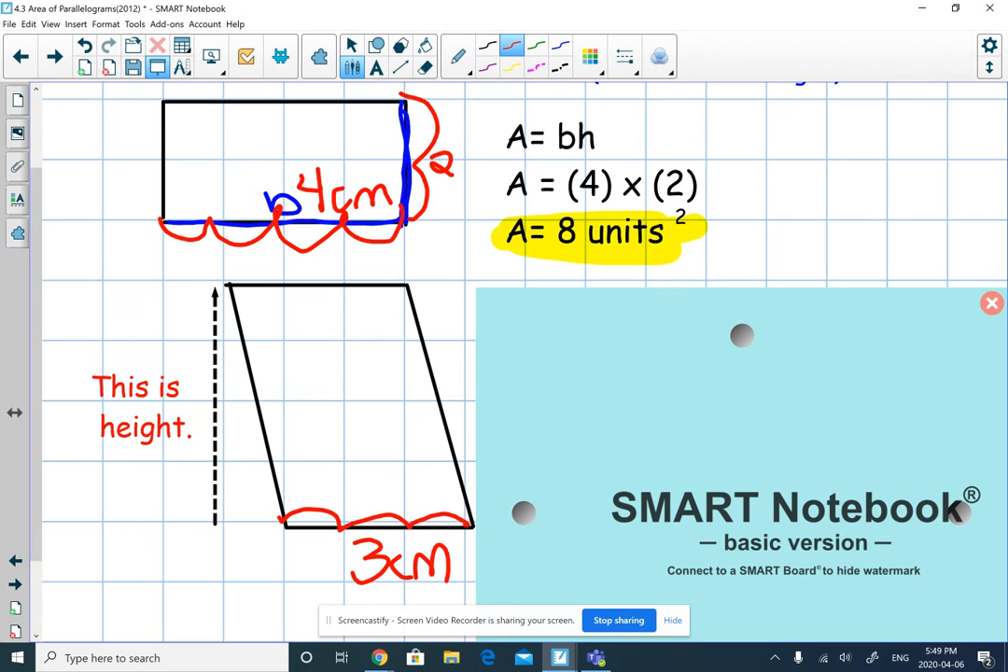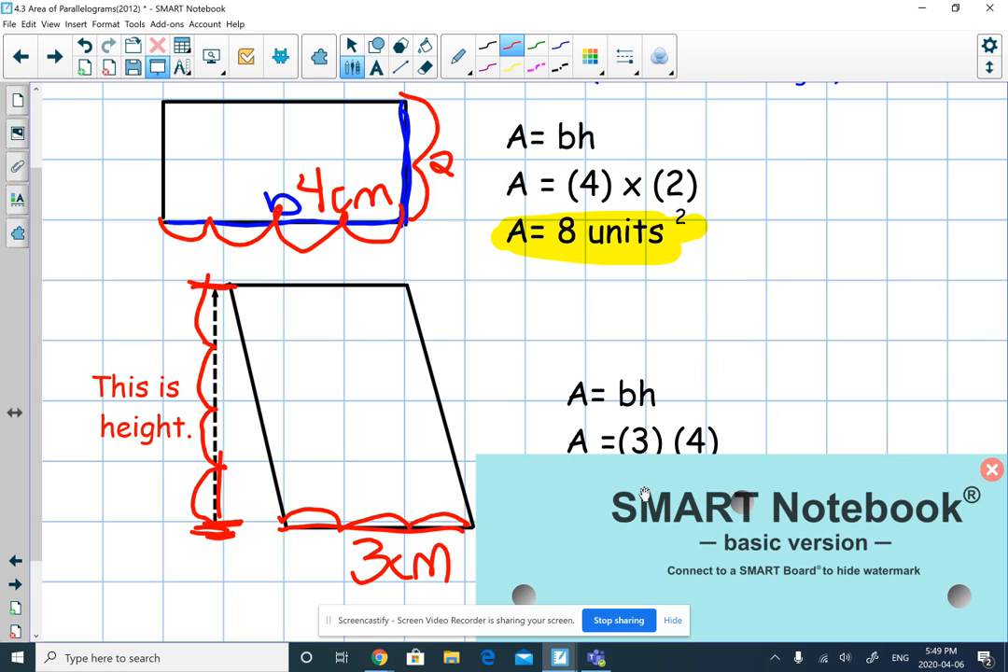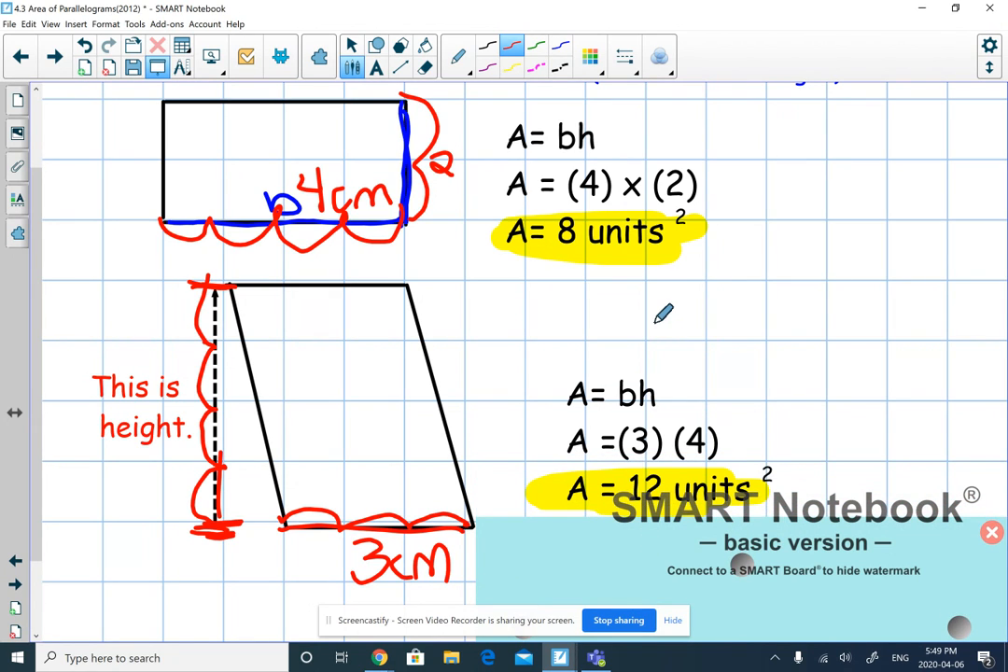And height is straight from the bottom to the top, right? So this is how we're going to measure the height, from here to here, right? And we're going to look at the number of squares. So 1, 2, 3, 4. So it's 3 by 4. So 3 times 4, right? Because base times height. So 3 times 4, that would give us an area of 12.